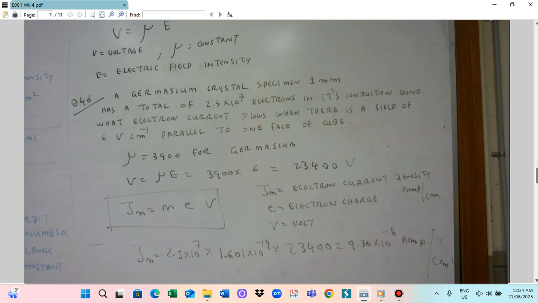How many electrons? We have 2.5 multiplied by 10 to the power 7. One electron has a charge, and the electron charge is 1.601 multiplied by 10 to the power minus 19. And v is 23400. By solving this, we get 9.36 multiplied by 10 to the power minus 8 ampere per centimeter squared. So this is the electron current density, and this is the way we can calculate it.